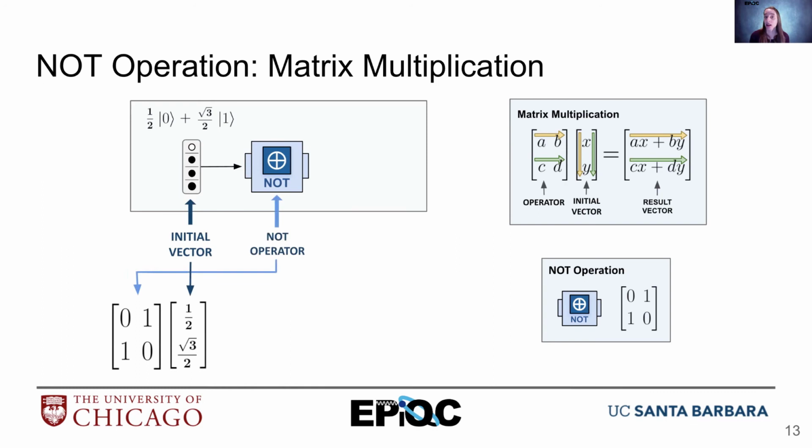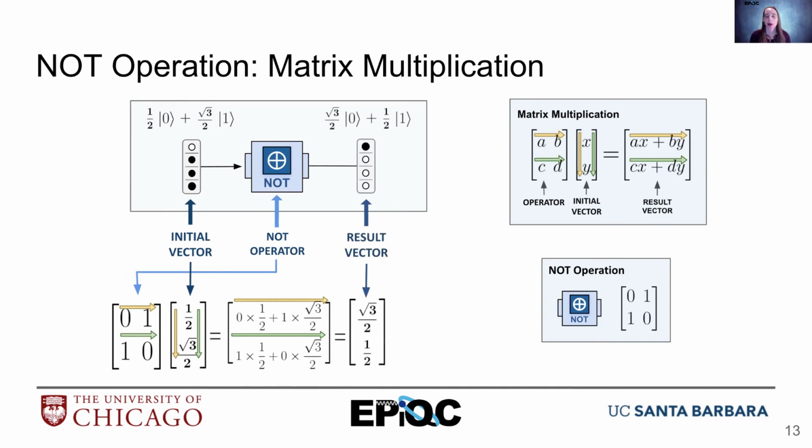So first we have to set it up correctly. We need to remember to put the NOT operator on the left and the initial vector on the right. And then we're ready to make our calculation. So we remember to do each row separately, and then we can calculate our values. And we get √3/2 on top and 1/2 on the bottom.